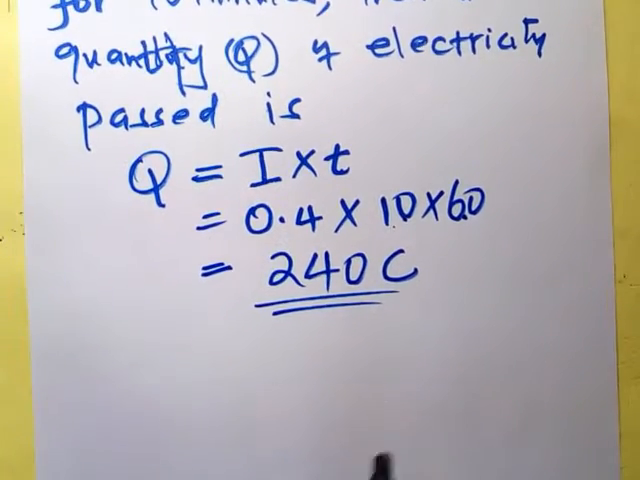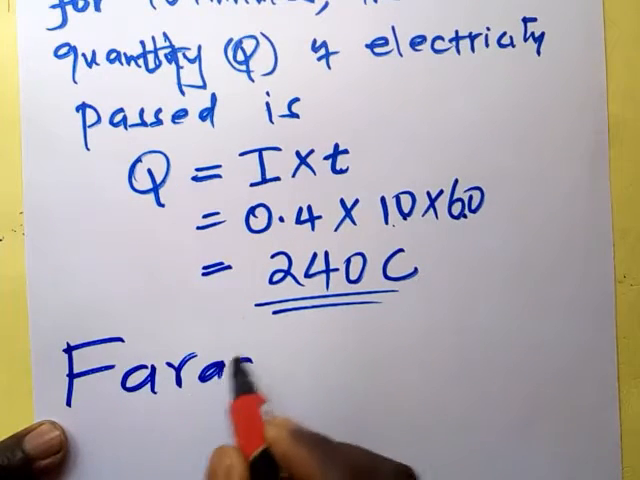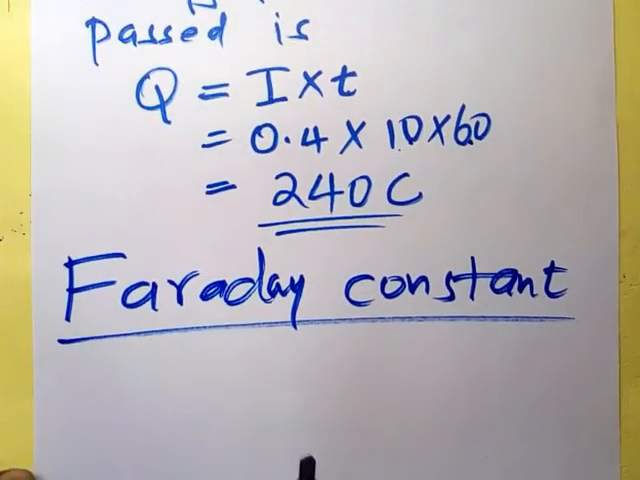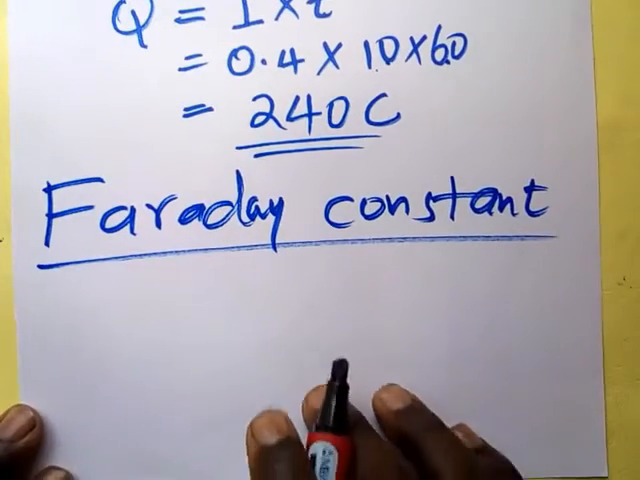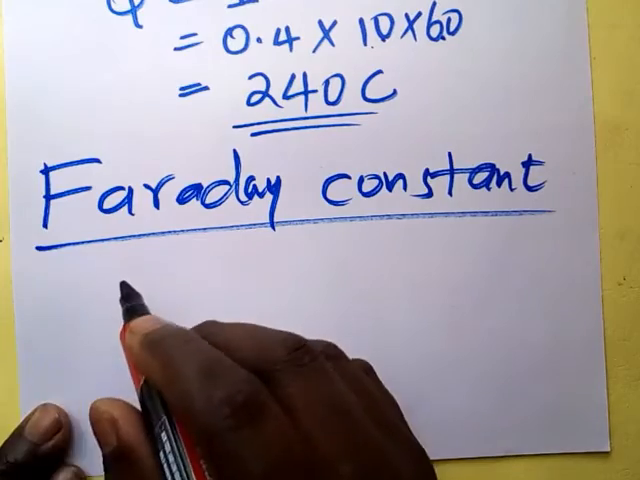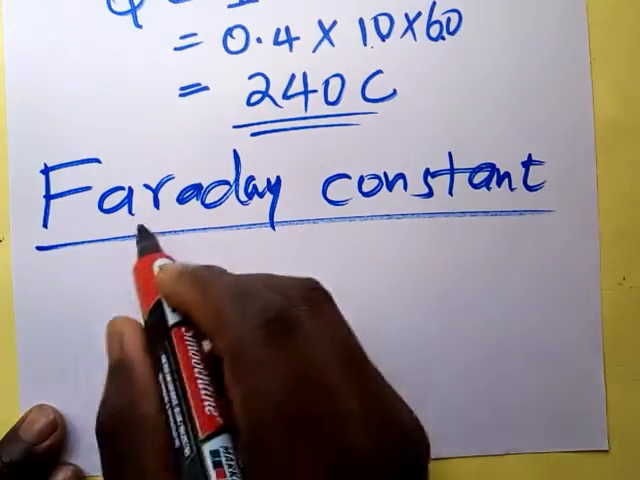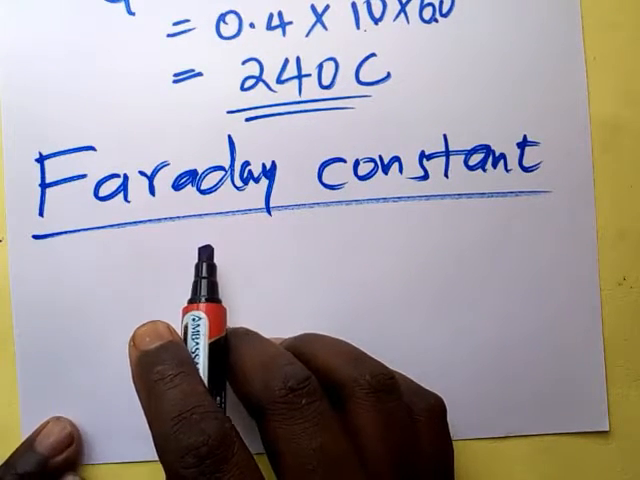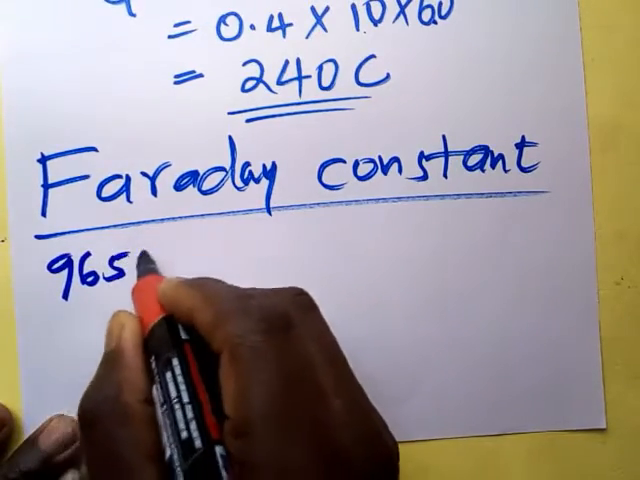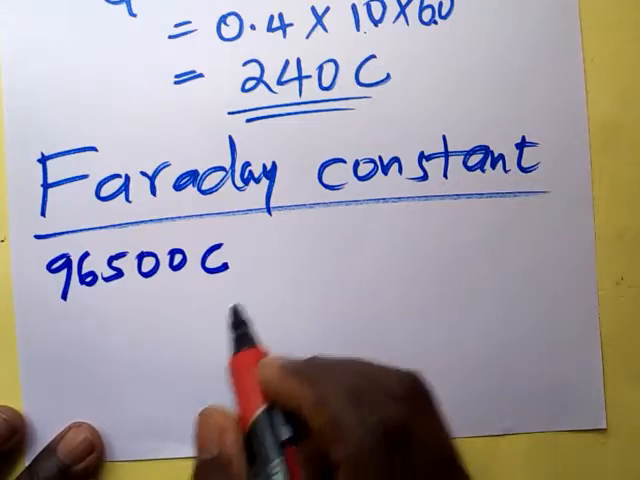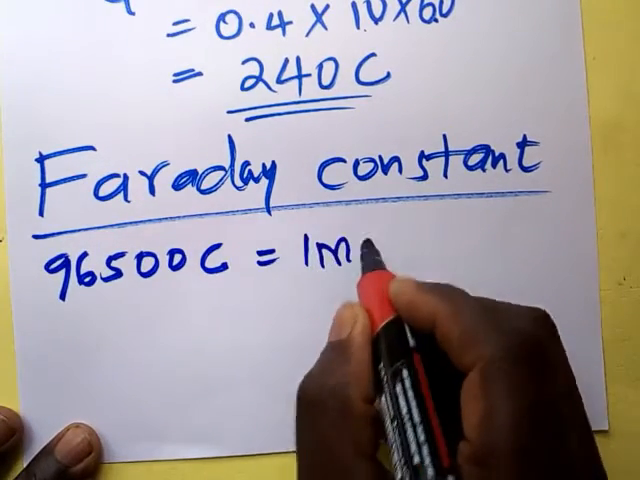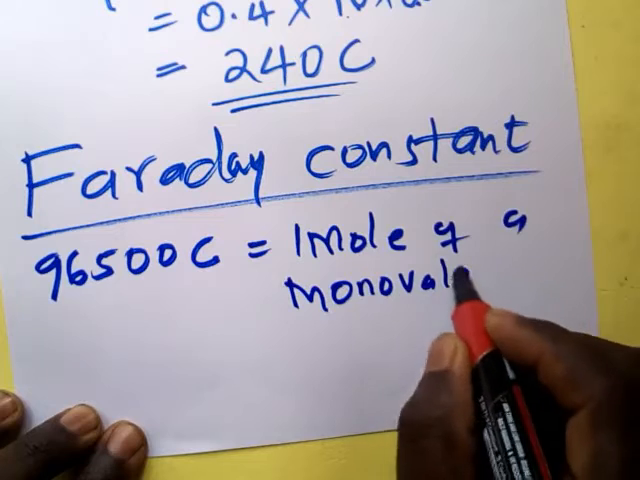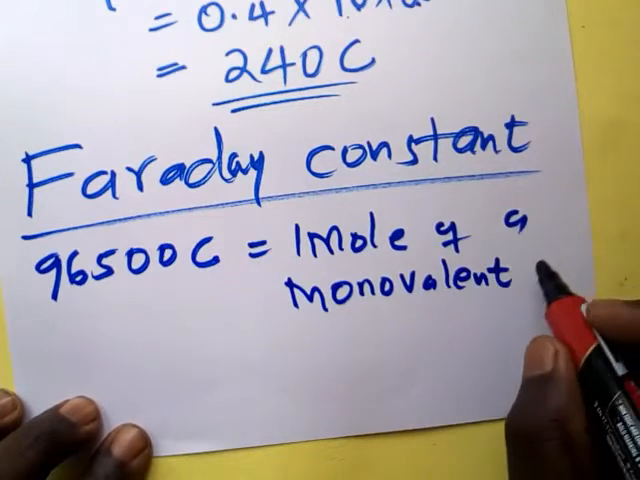So let us look at the Faraday constant. Michael Faraday, after doing a lot of analysis and experiments, found out that 96,500 coulombs are required to produce 1 mole of a monovalent metal.